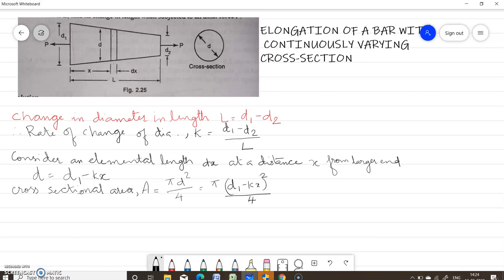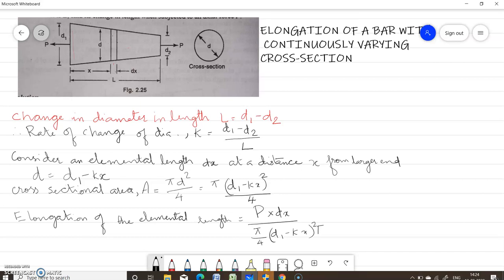Now we can find the elongation of this elemental length. You know the equation PL by AE. The elongation of the elemental length is equal to P into dx, divided by pi by 4 into d1 minus k into x, the whole square, into E.